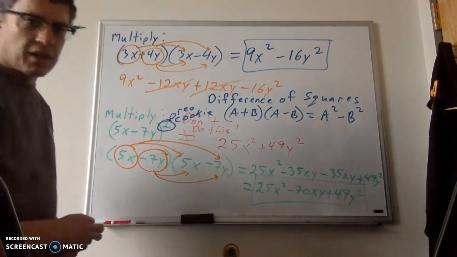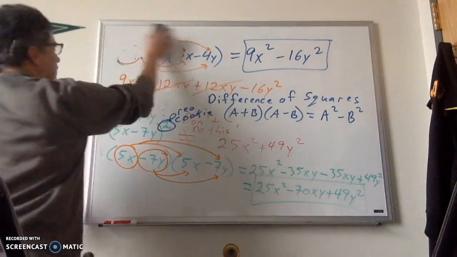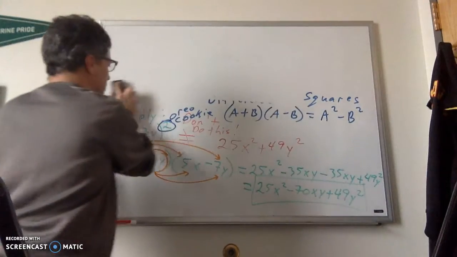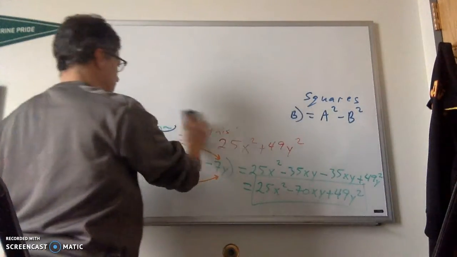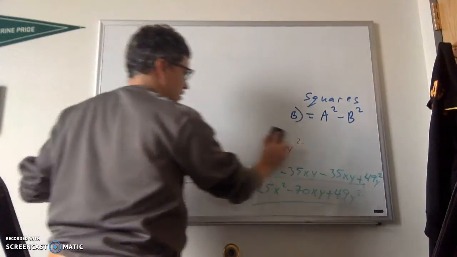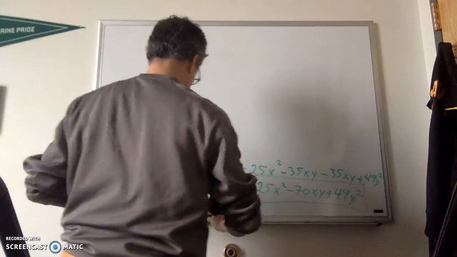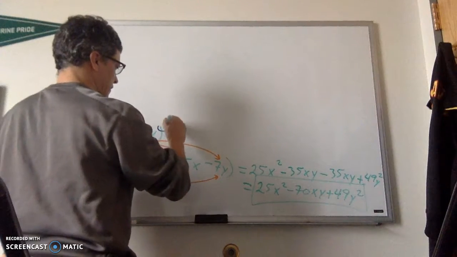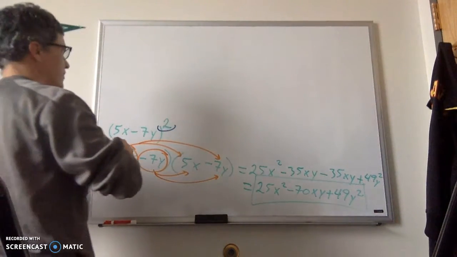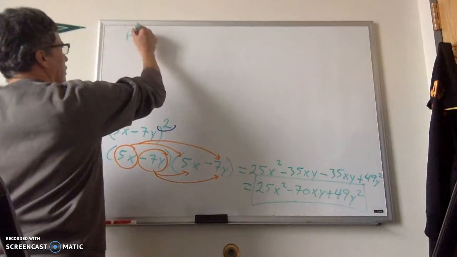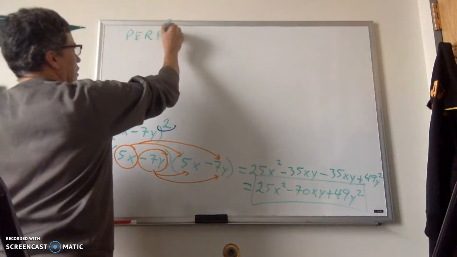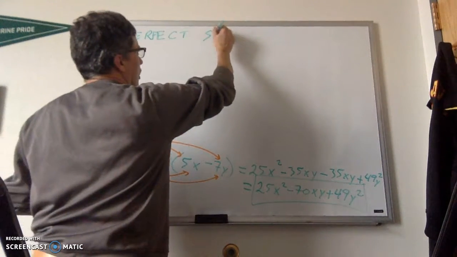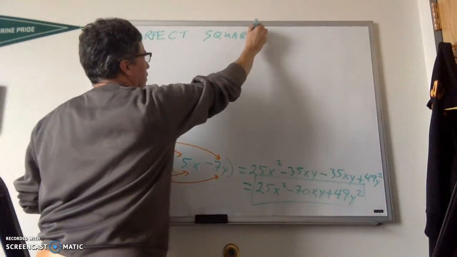Now there's a special name that goes to this. This is what's called, as opposed to the difference of squares, what I just did here, is what's called a perfect square trinomial. Okay, perfect square trinomial. Perfect, I can spell it, square trinomial.